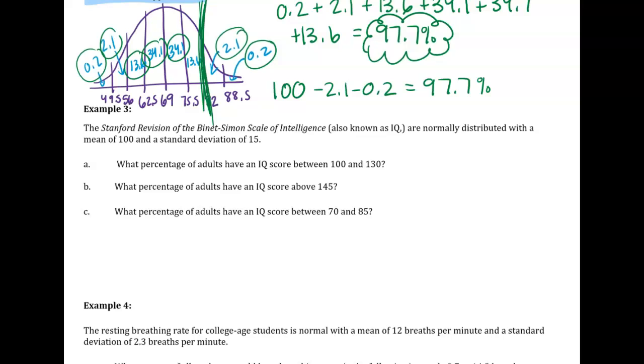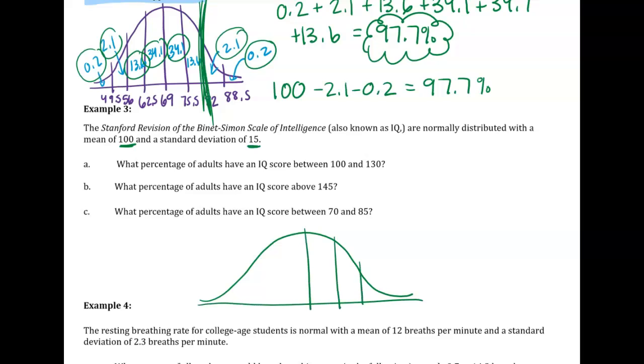Okay, the Stanford revision of the Binet-Simon scale of intelligence, IQ. Normally distributed with a mean of 100 and a standard deviation of 15. To make our little picture, I know my normal curves are great. It's the mean, and we'll go 1, 2, 3 away, 1, 2, 3 away. So our mean is 100. Add 15, we get 115. Add it again, 130, then 145. Subtract 15, we get 85. Do it again, we get 70. Subtract 15 one more time, we get 55.